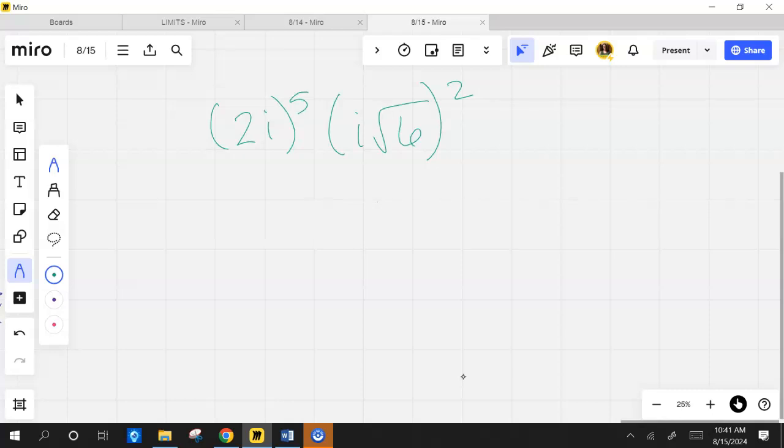I'm just multiplying, right? Everybody agree I'm just multiplying? 2i to the 5th is the same thing as what? 2, 4, 8, 16, 32 i to the 5th. Do we agree? Well, you are. I wasn't paying attention.